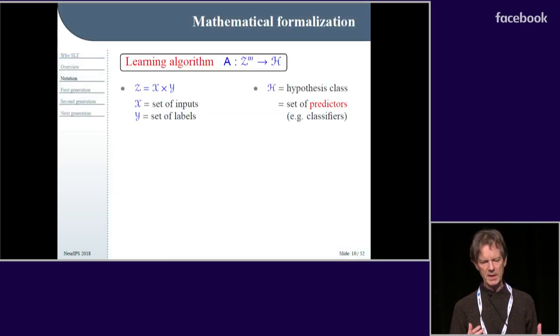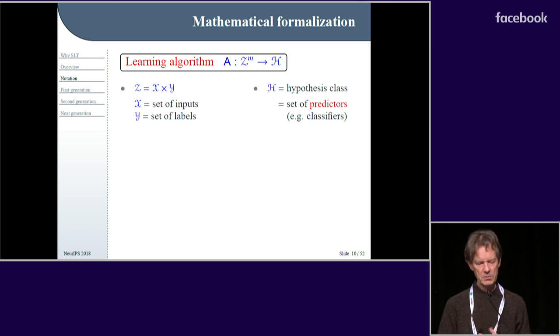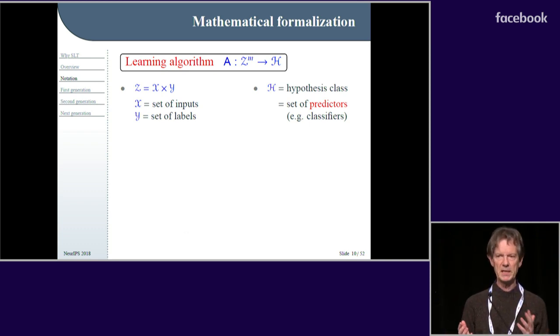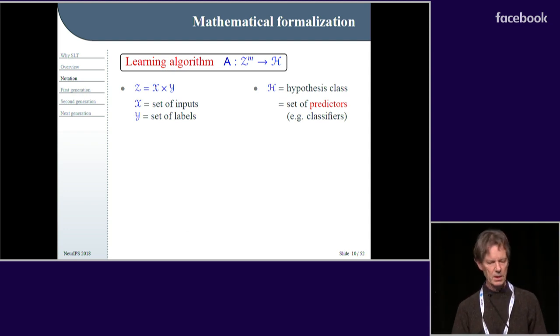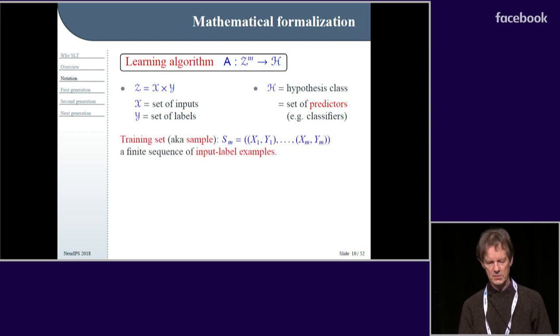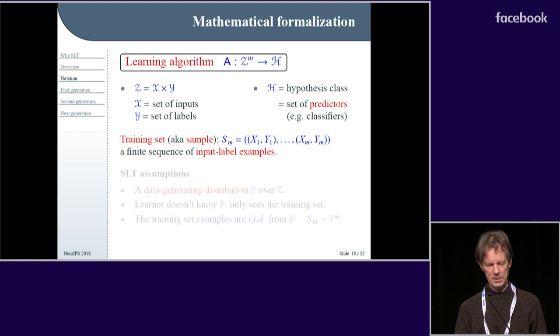So we're thinking of a learning algorithm as being a mapping from a training set, and we're going to fix M as being the size of the training set. We're typically thinking of input-output pairs in the training set, input and corresponding label. In some cases, there might not be a label, but we're going to leave that in there anyway as a sort of standard notation. We're thinking of a hypothesis class, which is a set of predictors, for example, classifiers in the case where the labels might be binary labels, but there are other possibilities, of course. We're expecting to have a training set, which is a set of these input-output pairs of size M. So it's a finite sequence of input label examples.